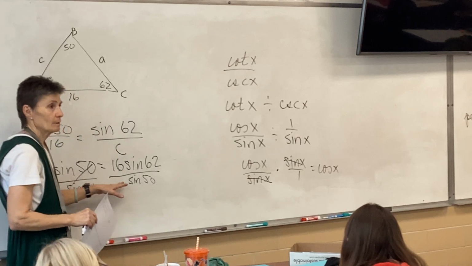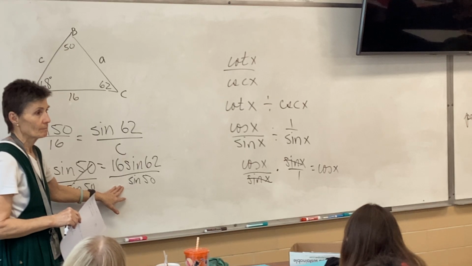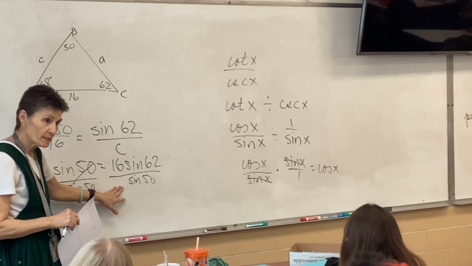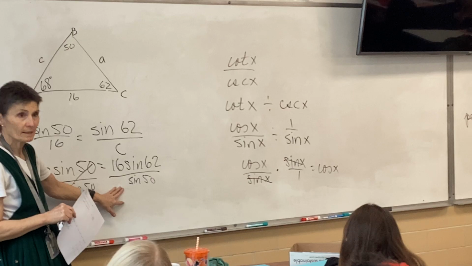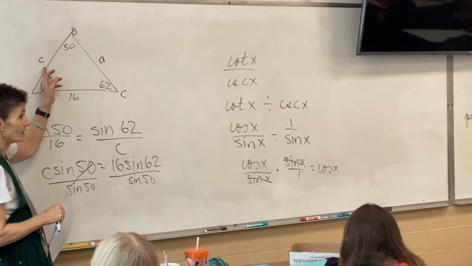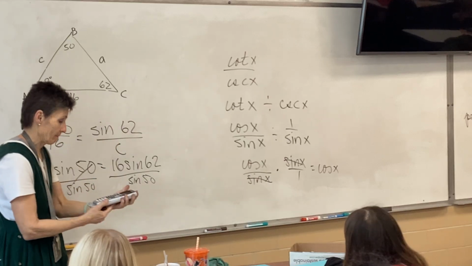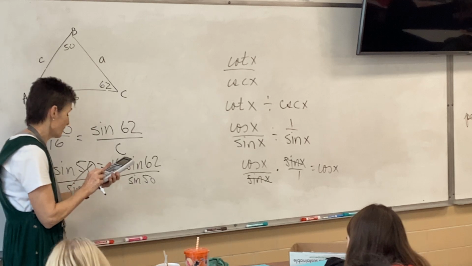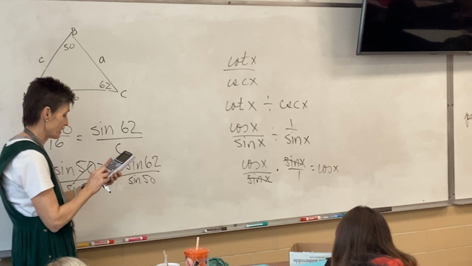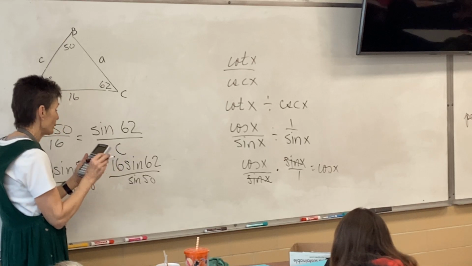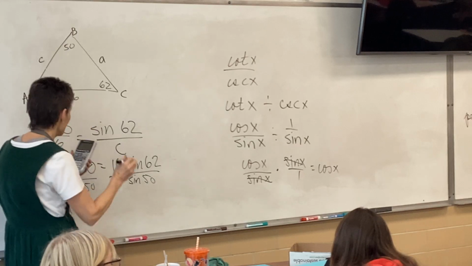Now, am I going to type that straight in, or am I going to do that second sine thing? Straight in. I only do inverse sine if I am trying to find an angle, and I am not. I am trying to find a side. So let's type that in: 16 sine 62 divided by sine 50. I got 45.08. Round to the nearest hundredth.